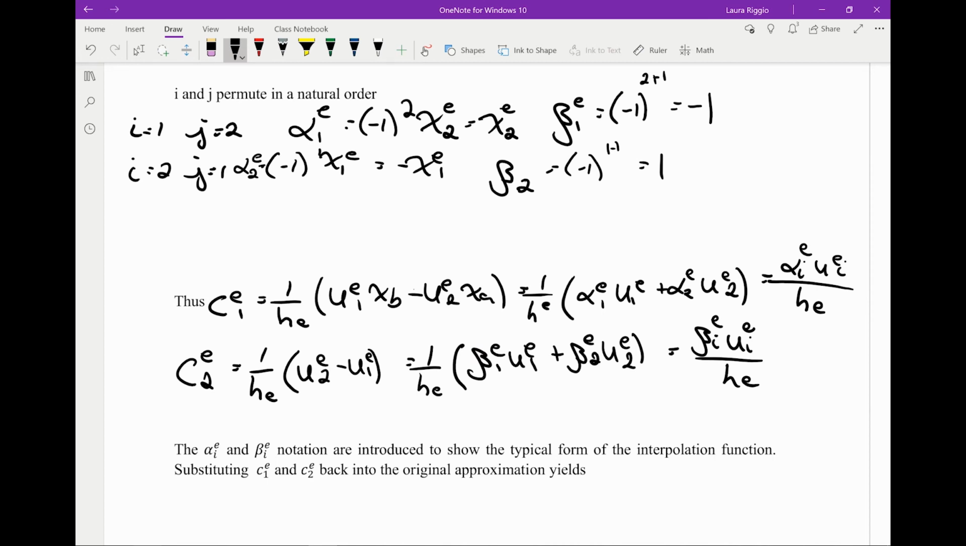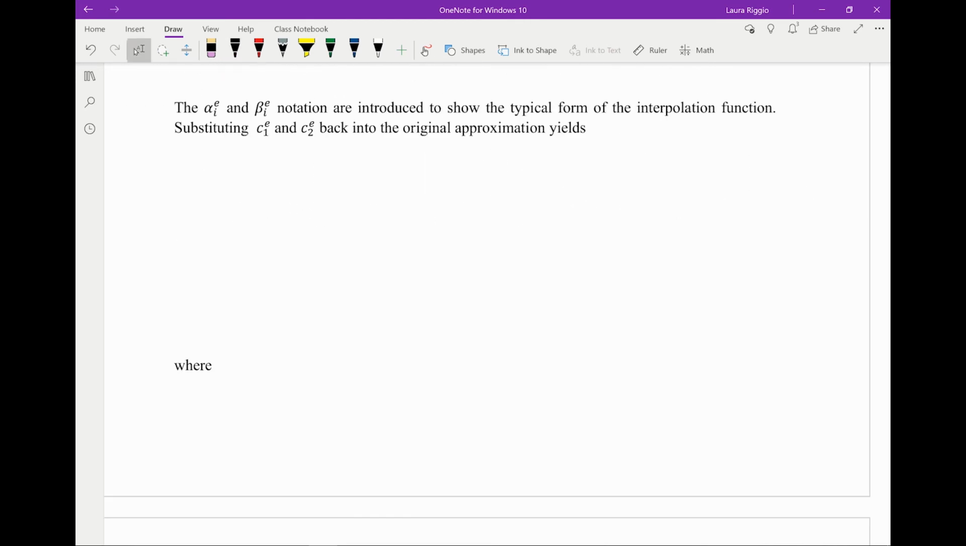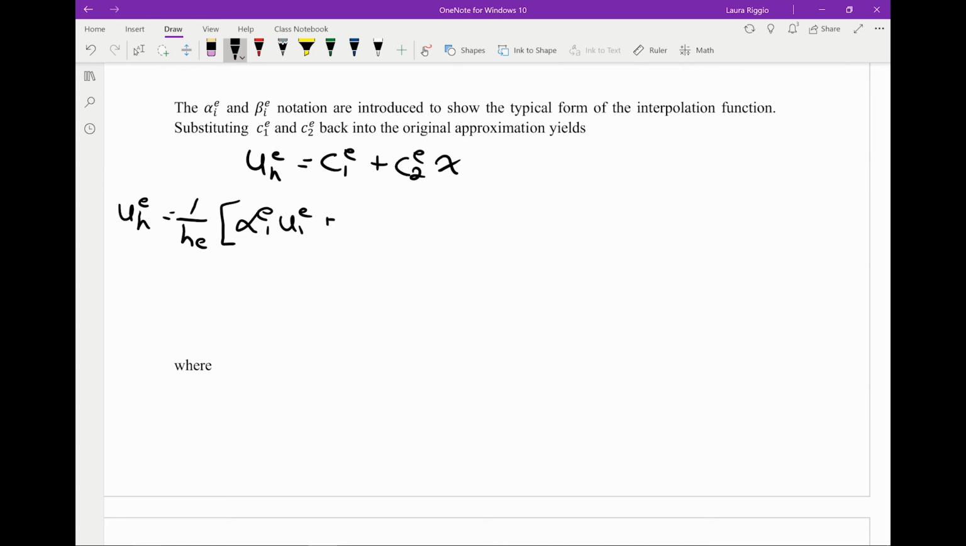We're using the alpha i and beta i notation to show the typical form of an interpolation function. What we're going to do now is substitute c1 and c2 back into our original approximate solution. So we had u_h equal to c1 plus c2 x. So u_h, our approximate solution, is going to be 1 over h times alpha 1 u1 plus alpha 2 u2, plus beta 1 u1 plus beta 2 u2 times x.